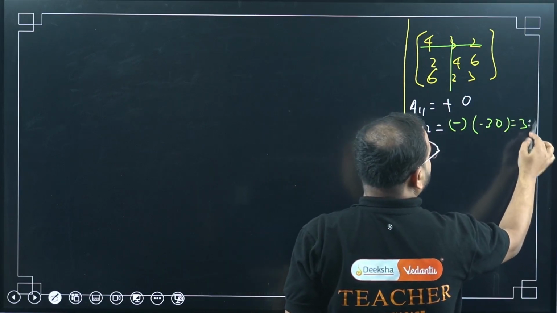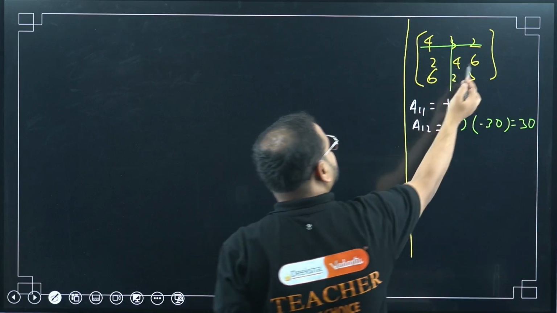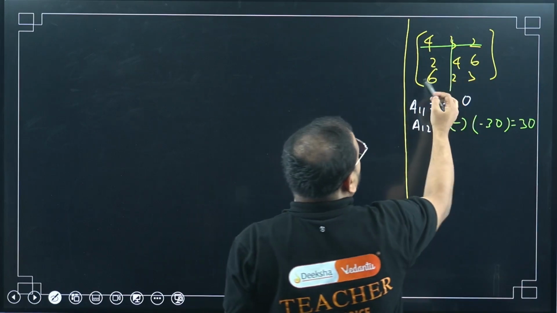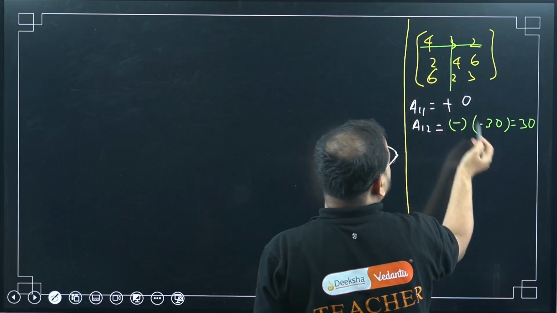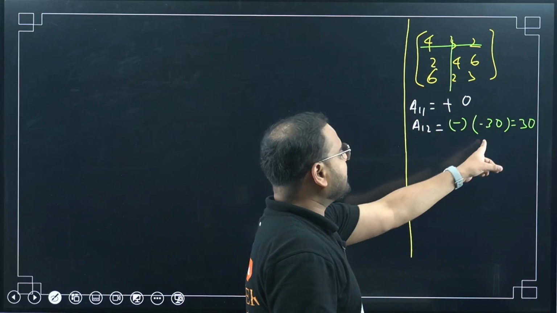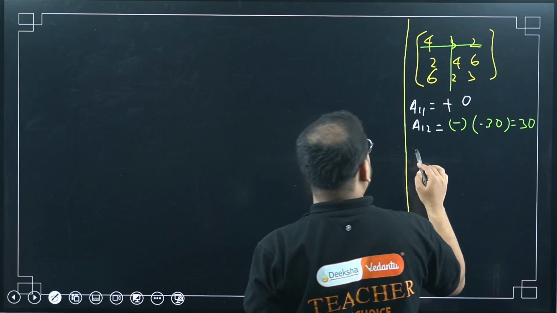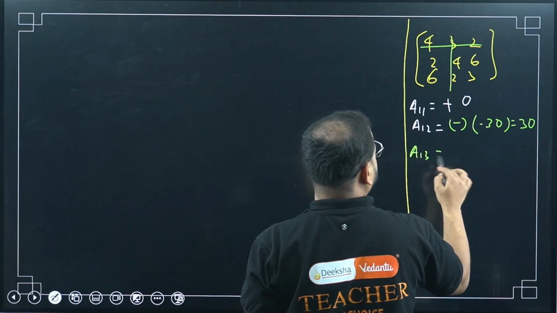Simply 30. Why 30, sir? 6 minus, 2 times 3 is 6, so 6 minus 36. So how much is it? Minus 30 will become plus. So what is next? A13. What is A13?